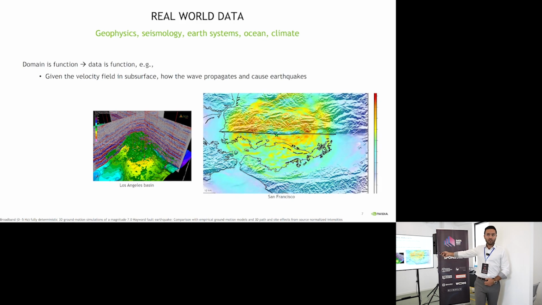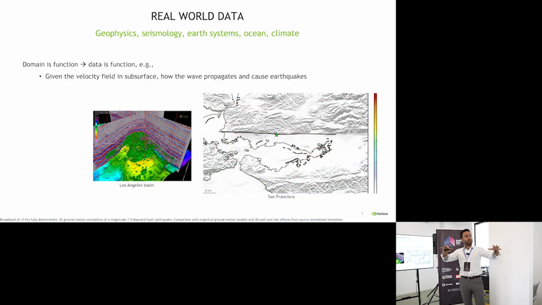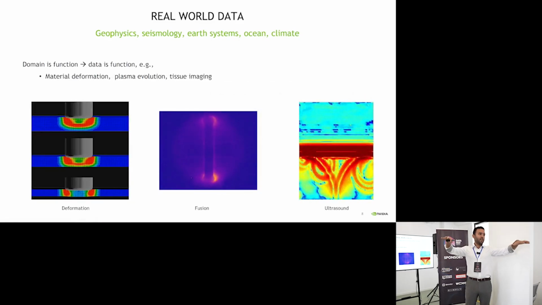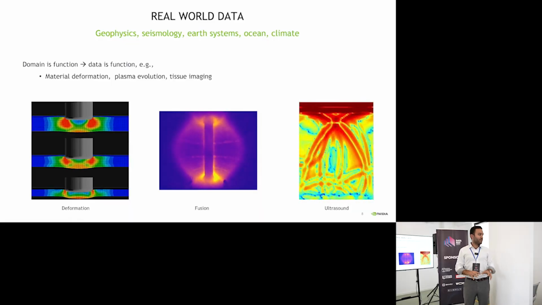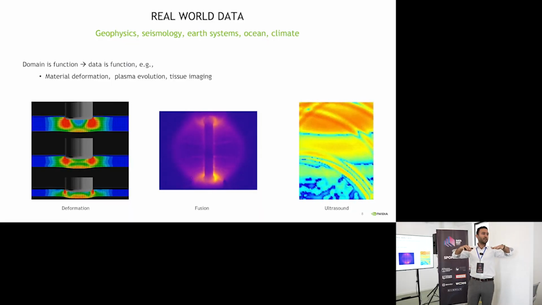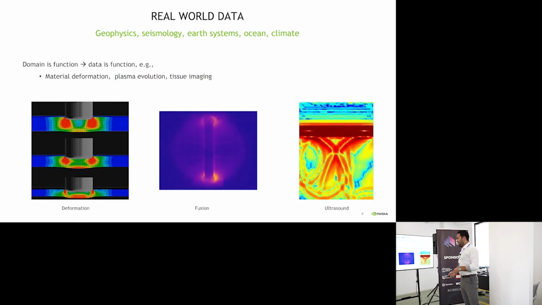So the input is a function, the velocity structure of the Earth. Output is the wave solution, which is a spatial temporal function. So what we care about is learning an operator which maps input to the output. Also, as you can imagine, if I show you what happens on the surface, you can solve an inverse problem and see what happens in subsurface. If you see an earthquake on the surface, you can ask, what was the subsurface structure, which is an inverse problem.